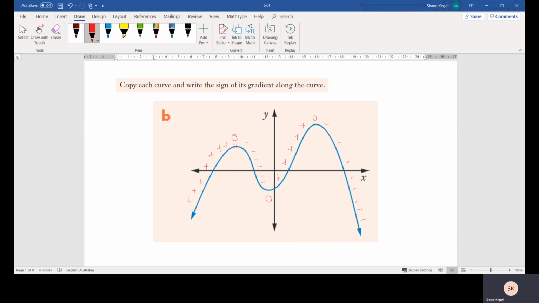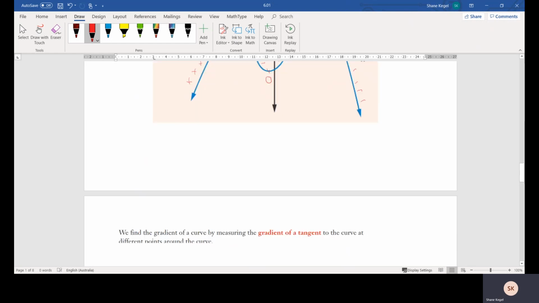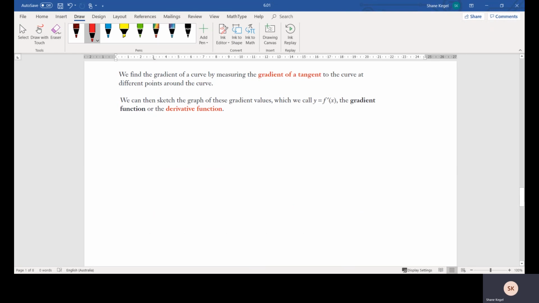The reason why we do it like this is because this helps us graph our gradient function. Find the gradient of a curve by measuring the gradient of a tangent to the curve. We can then sketch the graph of these gradient values. Up until now, when you're dealing with functions, you've seen them in the form of f of x equals, or y equals. So f of x or y.